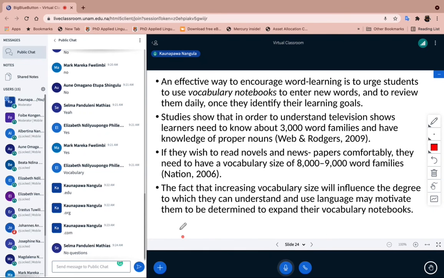Oh, what a day. So an effective way to encourage word learning is to urge learners or students to use vocabulary notebooks. I think that's a brilliant idea. To enter new words and to review them daily once they identify their learning goals. All right. Studies have shown that in order to understand television shows, learners need to know about 3,000 word families, and have knowledge of proper nouns. This is a lot of words, okay? Which means they need to build their vocabulary, and using vocabulary notebooks is a brilliant way.